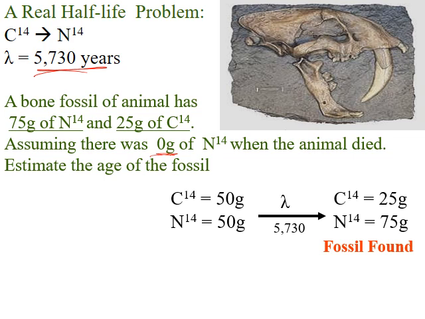Because if you had taken 50 and you did half of 50, it would have been 25. And the other 25 went to the nitrogen-14. That gave us 75 grams when we found the fossil. That was one half-life, 5,730 years.